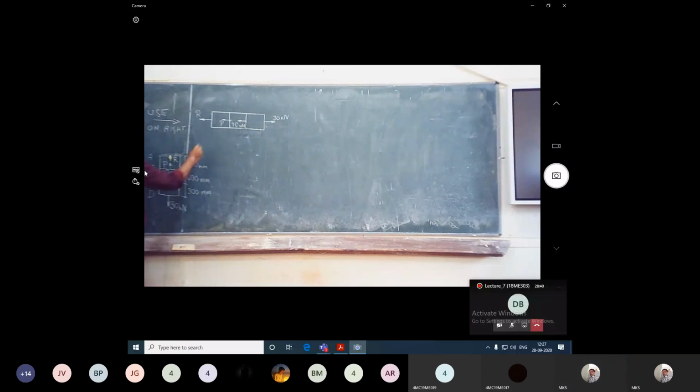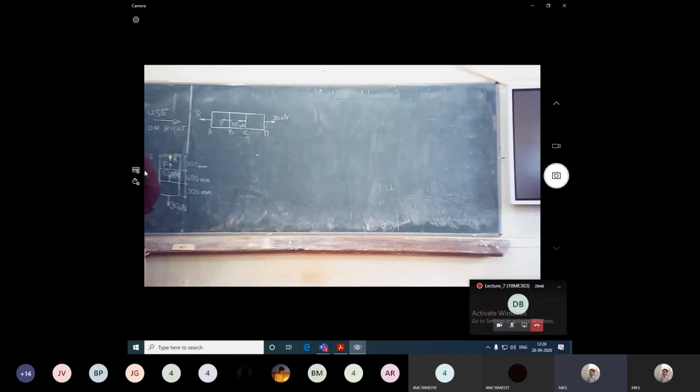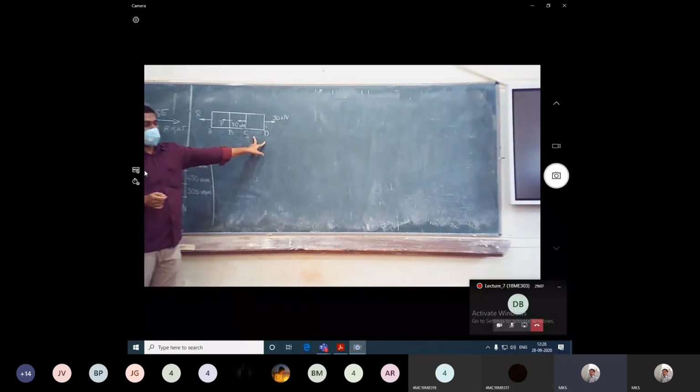Yeah. This is our diagram A, B, C, and D. So there are two unknowns in this. One is P, the unknown force, and the support reaction R you need to find. Same thing, you need to divide the block into different parts. I have divided it into AB, BC, CD. Same procedure, draw the equilibrium diagram.